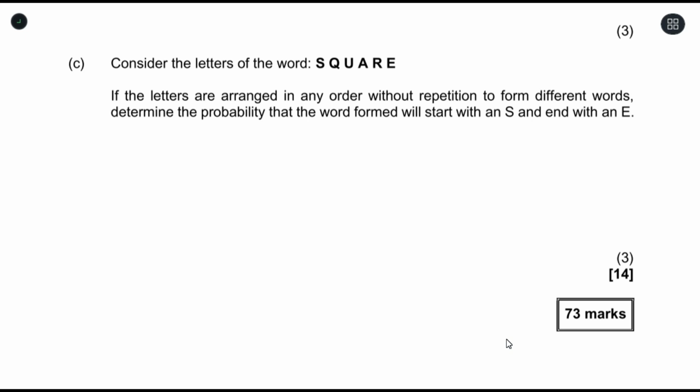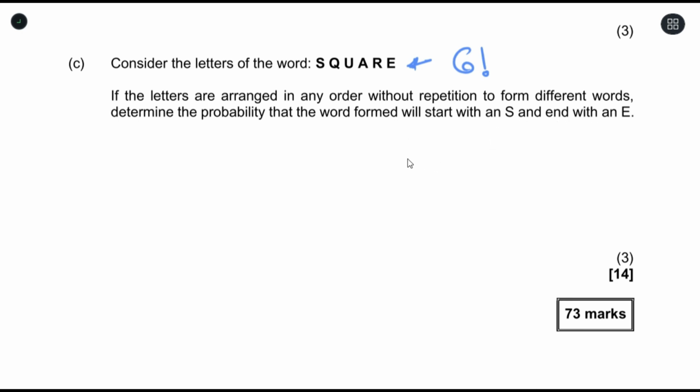Now the last question here, question C, says consider the letters of the word SQUARE. If the letters are arranged in any order without repetition to form a different word, determine the probability that the word will start with an S and end with an E. Okay, so the first thing: if you rearrange SQUARE without this restriction, the number of ways it can be written is 6 factorial. But if you have a specific restriction, it would be something different.